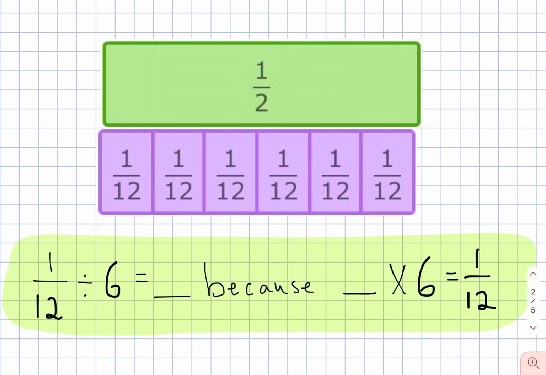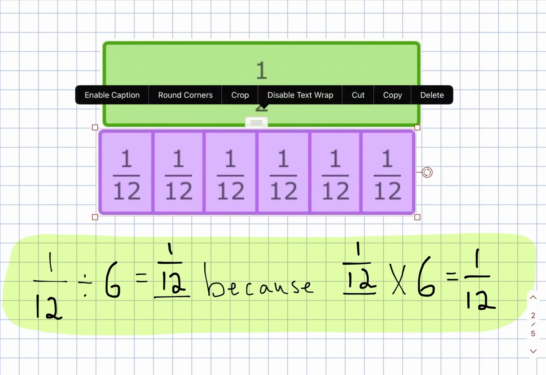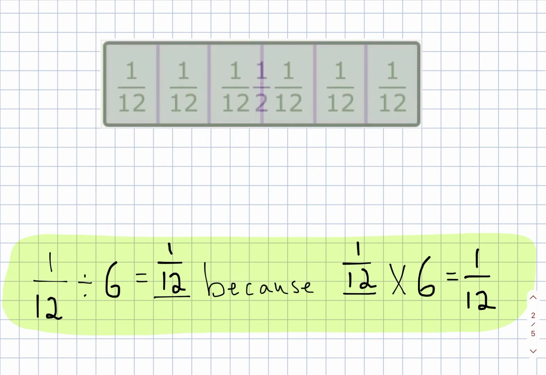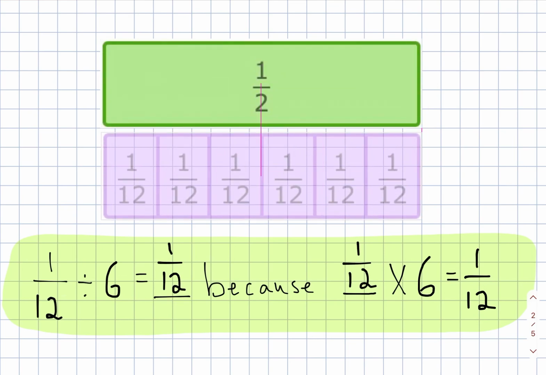So I see that 1/2 divided by 6 equals 1/12. Because if I divided this up into 6 pieces, if I gave one of these pieces to 6 different people, each person would get 1/12. I can flip that around and say 1/12 times 6, that's these 6 here, equals 1/2. I can even take this here and drag it on top, and I can see it is equivalent, it is equal. 6 of these 12ths is equivalent to 1/2.